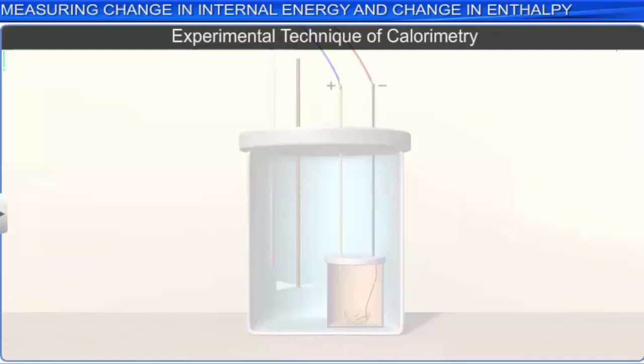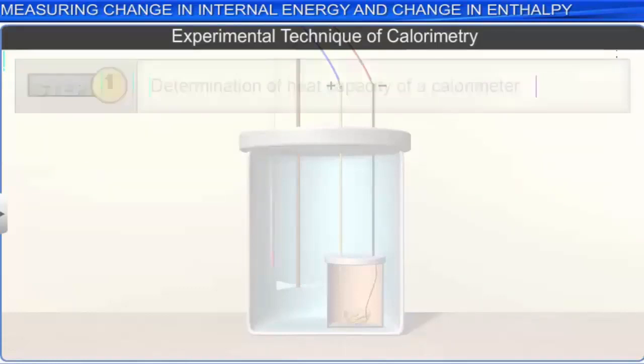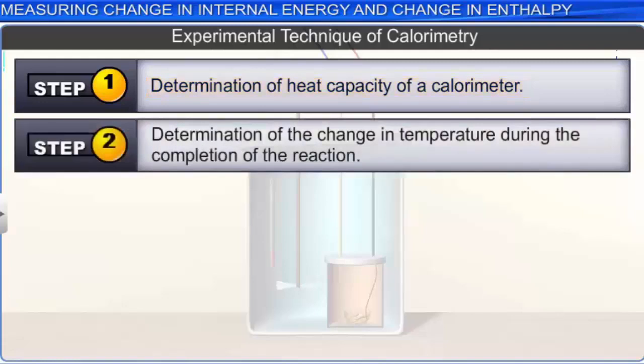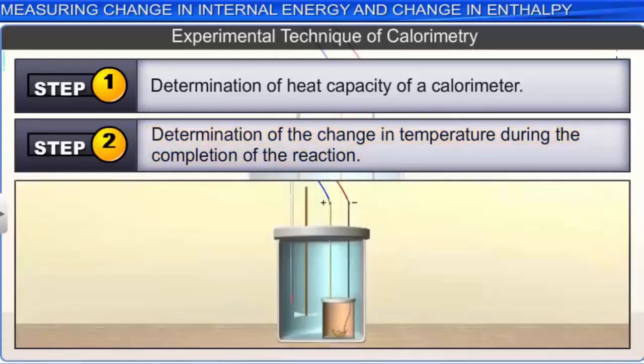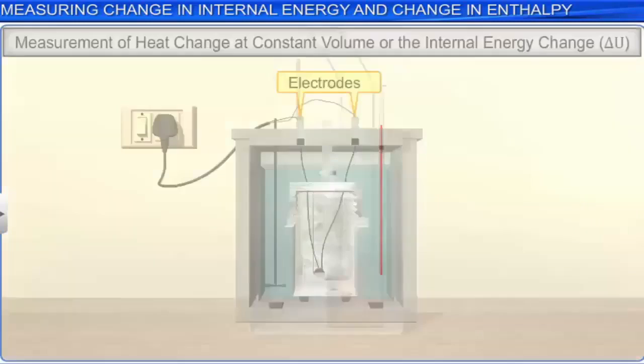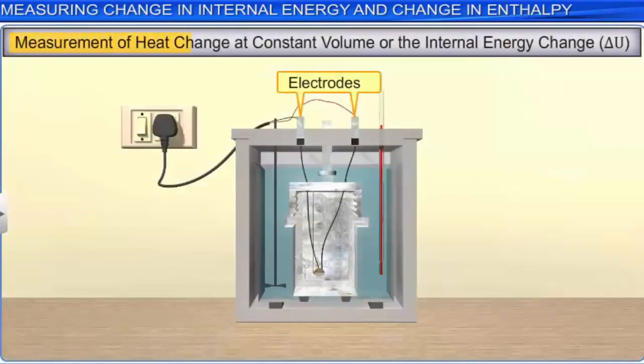The experimental technique of calorimetry actually involves two steps. First step is the determination of heat capacity of a calorimeter. The second step involves the determination of the change in temperature during the completion of the reaction, assuming that it is an insulated system and no heat is exchanged with the surroundings. Let us first discuss the measurement of heat change at constant volume, or the internal energy change, delta U.